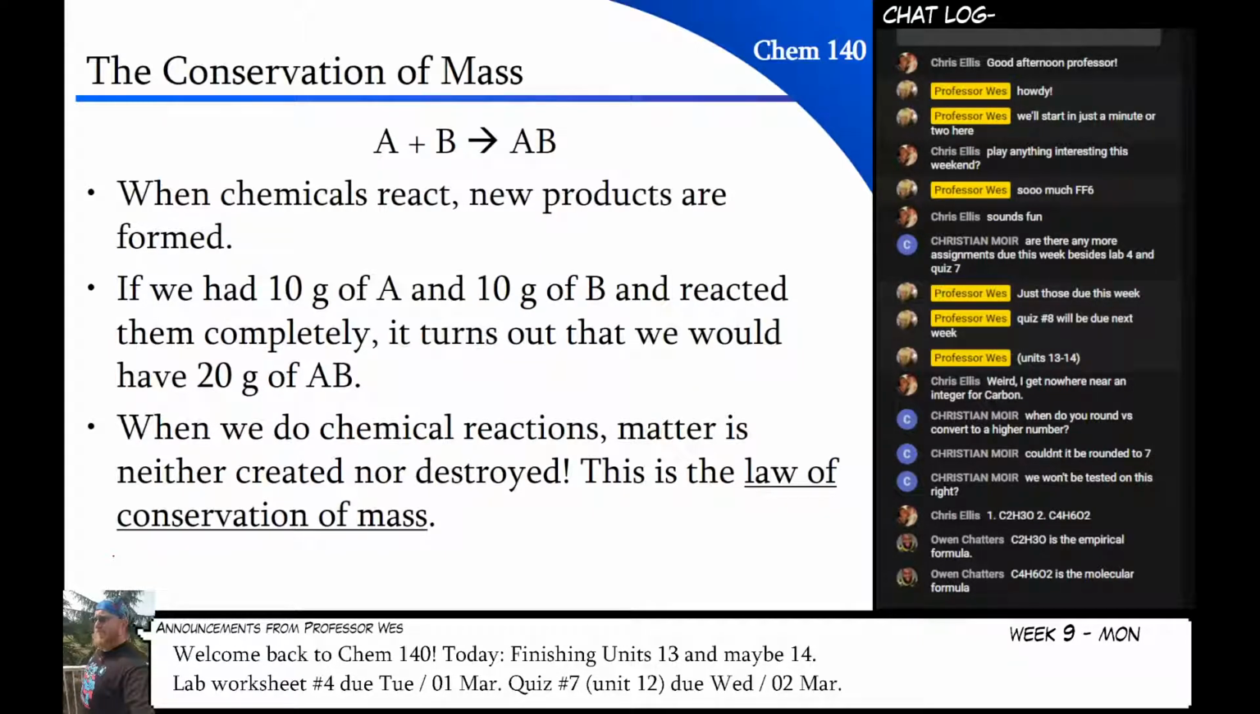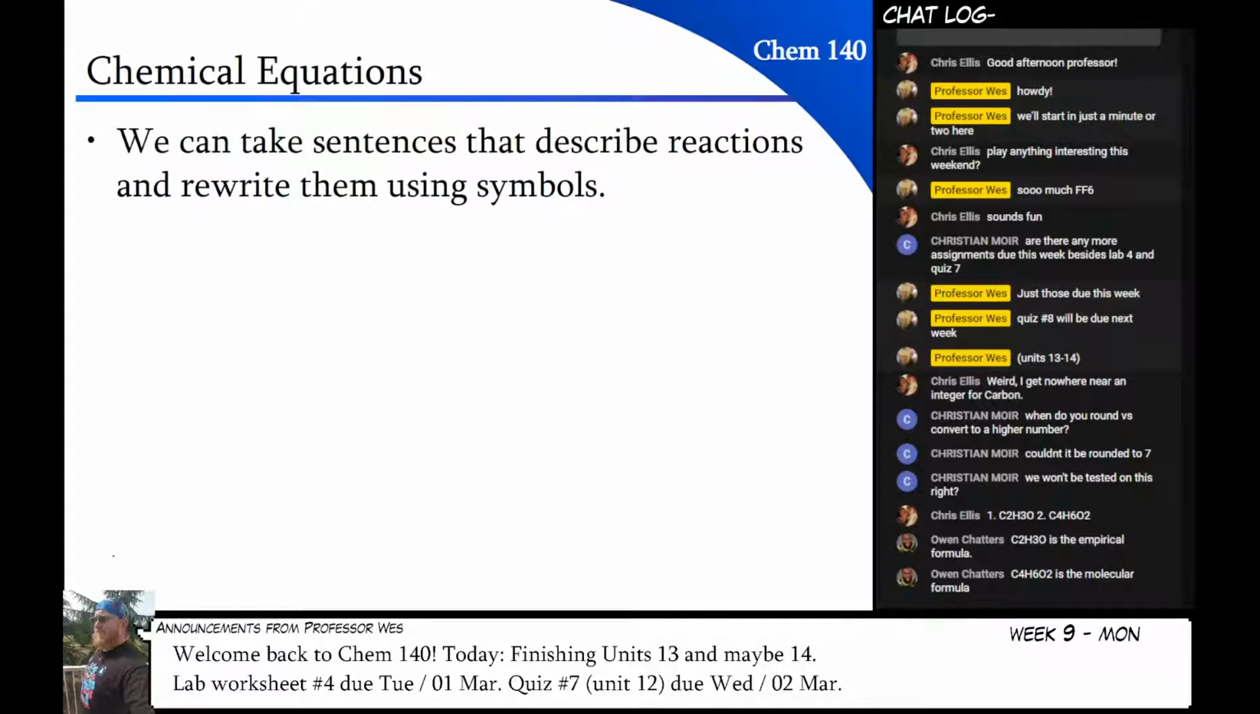When new products are created from reactants, we do not create nor destroy matter. Every last bit is used. And so this is the conservation of mass. Now, a consequence of that is that you just sum up all the reactants in terms of their mass, and that'll be the sum of all the products. That can be helpful depending on the application that you're doing.